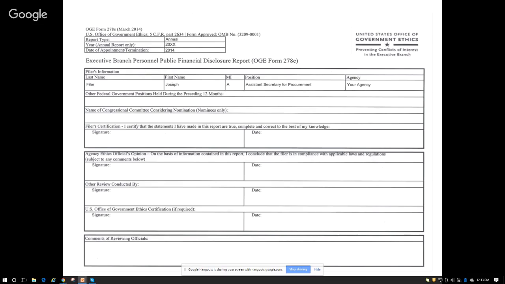Also, remember, you have no attorney-client relationship with the filer. This can be awkward, since you may have to ask the filer questions about personal holdings and relationships. Okay, let's take a look at part 1.